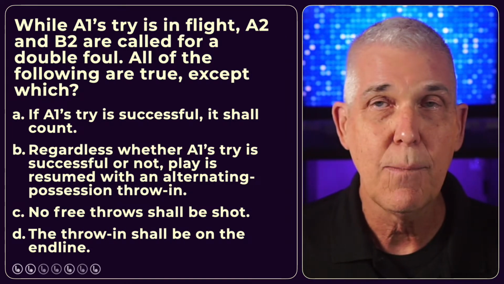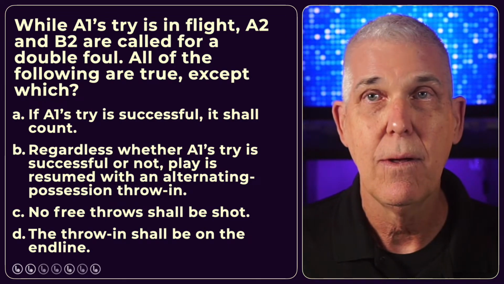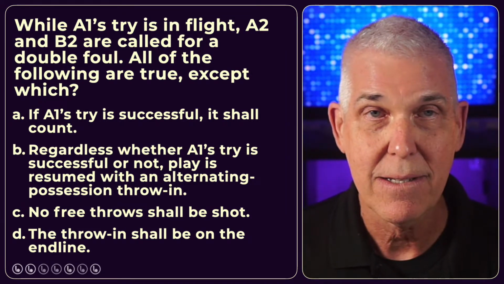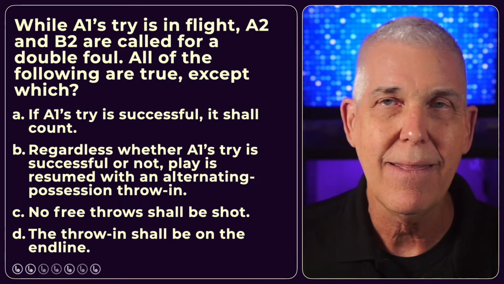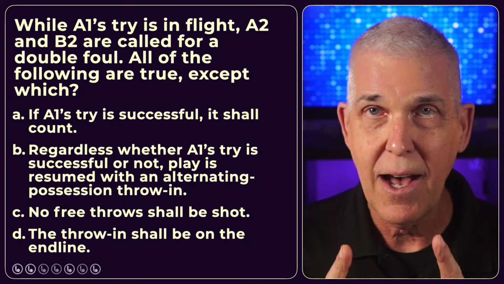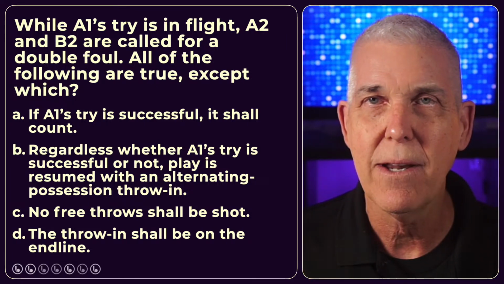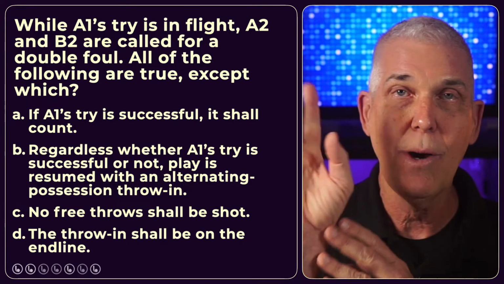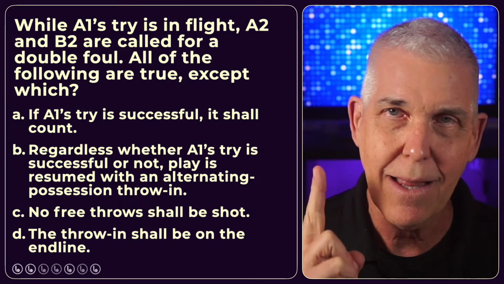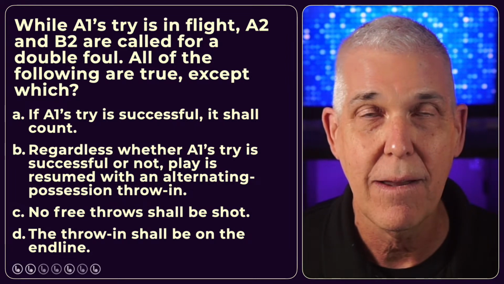C, no free throws shall be shot. What kind of foul? A double foul. We know a double foul, no free throws, resume at the point of interruption. So C is correct. D, the throw-in shall be on the end line, right? Double foul, report both fouls, no free throws, resume at the point of interruption. What is the point of interruption on this play where A1 releases a try and it goes through the basket and we score the goal? End line throw-in to the opponent, right? So that is correct. We will have the throw-in on the end line.